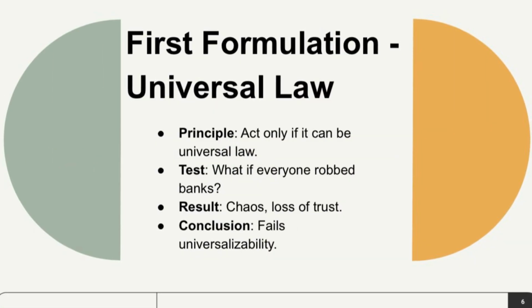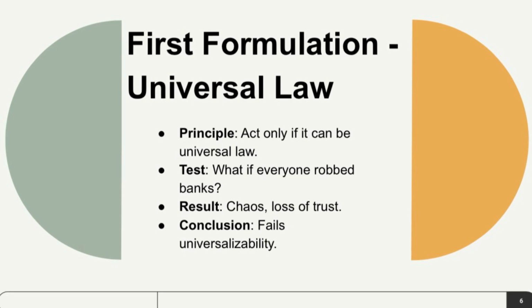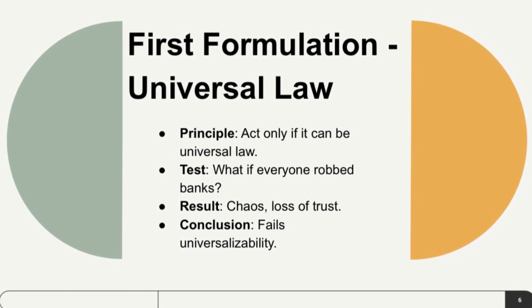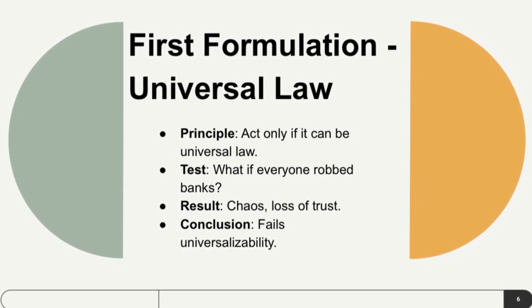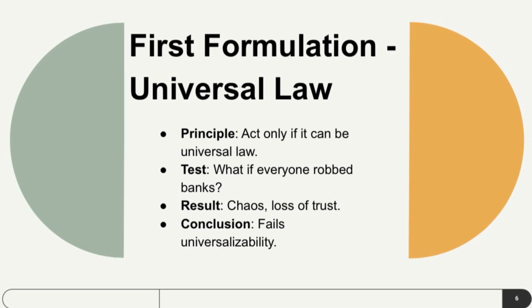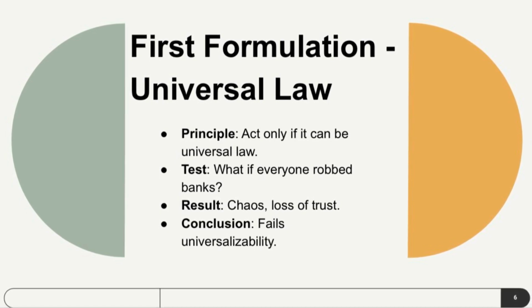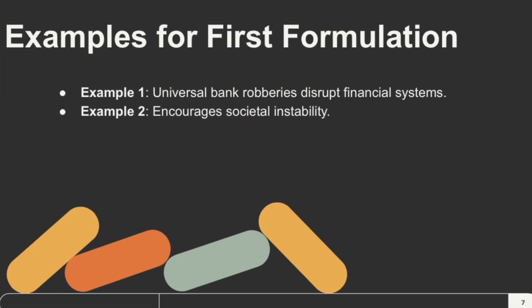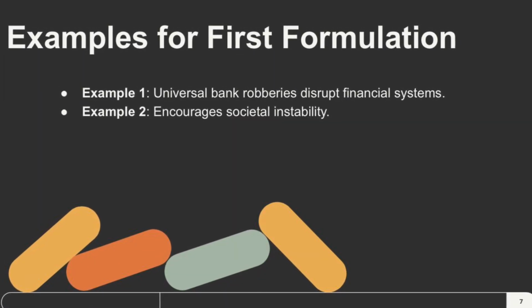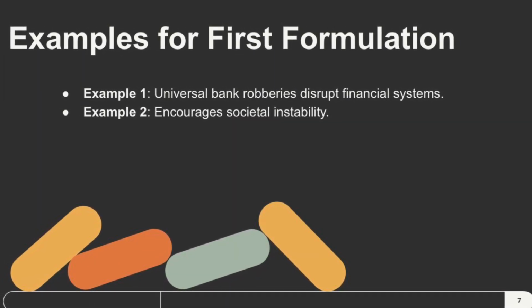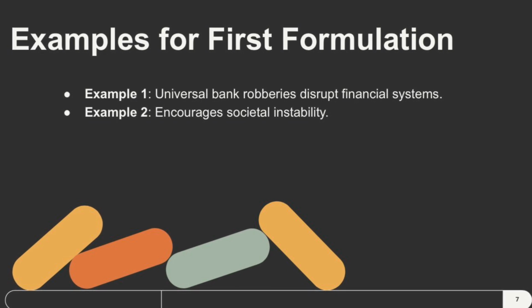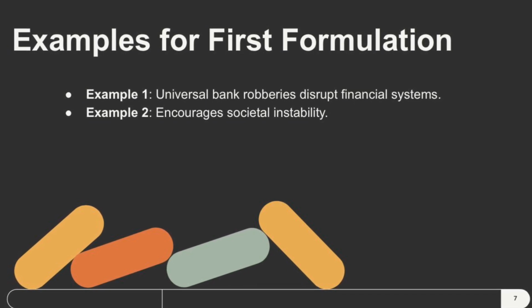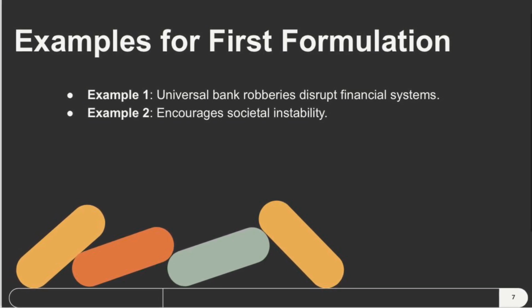According to the first formulation, an action is moral only if it can be universally applied. Robbing a bank fails this test because universalizing such behavior would lead to societal collapse and financial instability. Consider these examples. If everyone committed bank robberies, the financial system would break down and societal trust would erode. This demonstrates why robbery cannot be universalized.